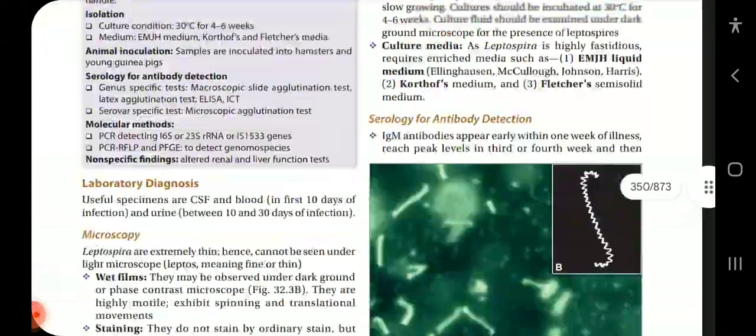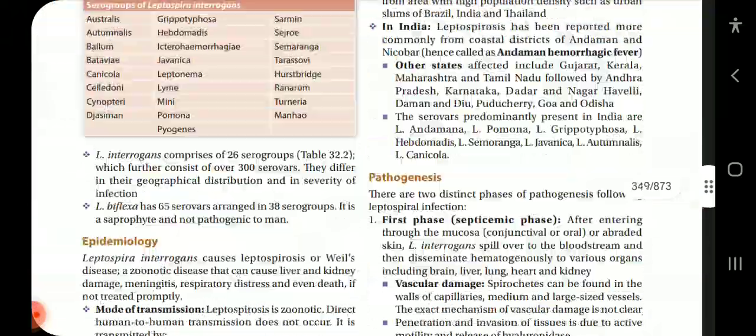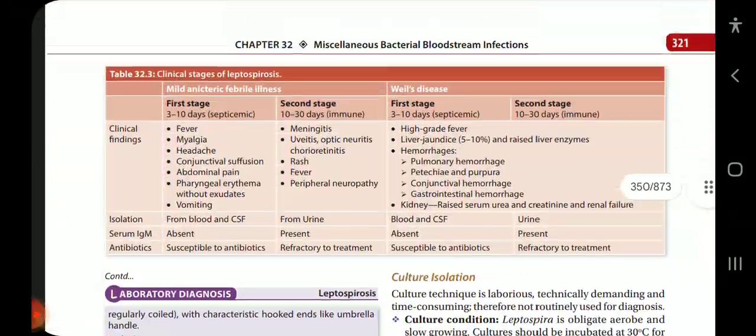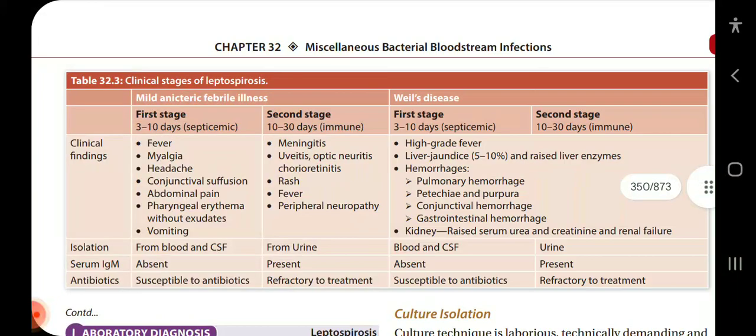Okay, so now first we discuss the images from here. First let us discuss this table, which is the clinical stage of leptospirosis. First stage, 3 to 10 days, septicemic, in which fever, myalgia, headache, conjunctival suffusion, abdominal pain, pharyngeal erythema without exudates, and vomiting are present. Isolation is from blood and CSF. Serum IgM is absent, and it is susceptible to antibiotics.